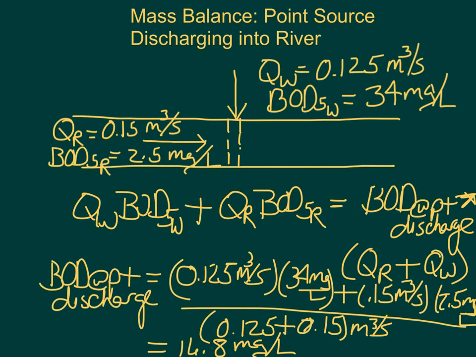Because we have consistent units on our flow rates of meters cubed per second, we really don't have to worry about converting meters cubed to liters in order to have consistent units here, because everything's going to cancel out and we get the appropriate concentration units of milligrams per liter.